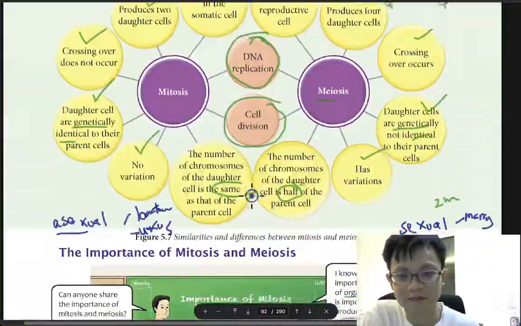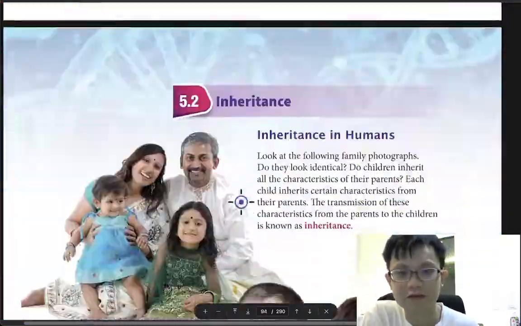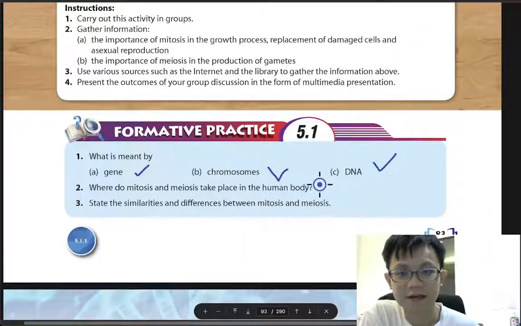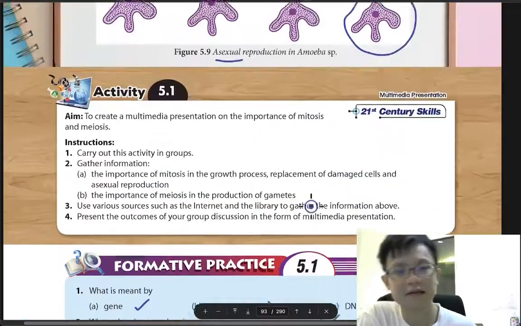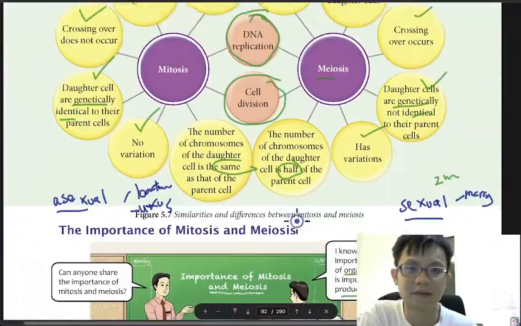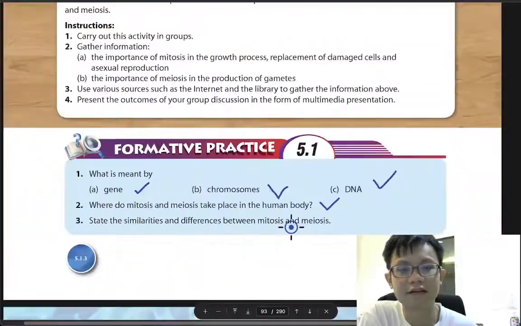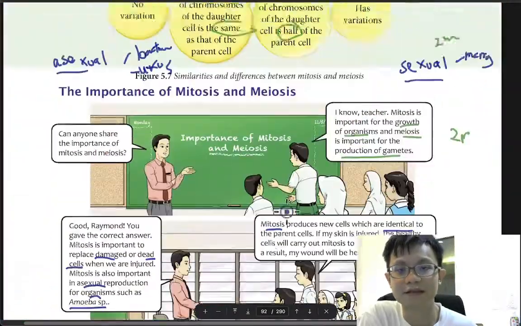Very good. I need to scroll down again. So this one is already answered. State the similarity and the difference of mitosis and meiosis. Maybe give me three differences and one similarity.